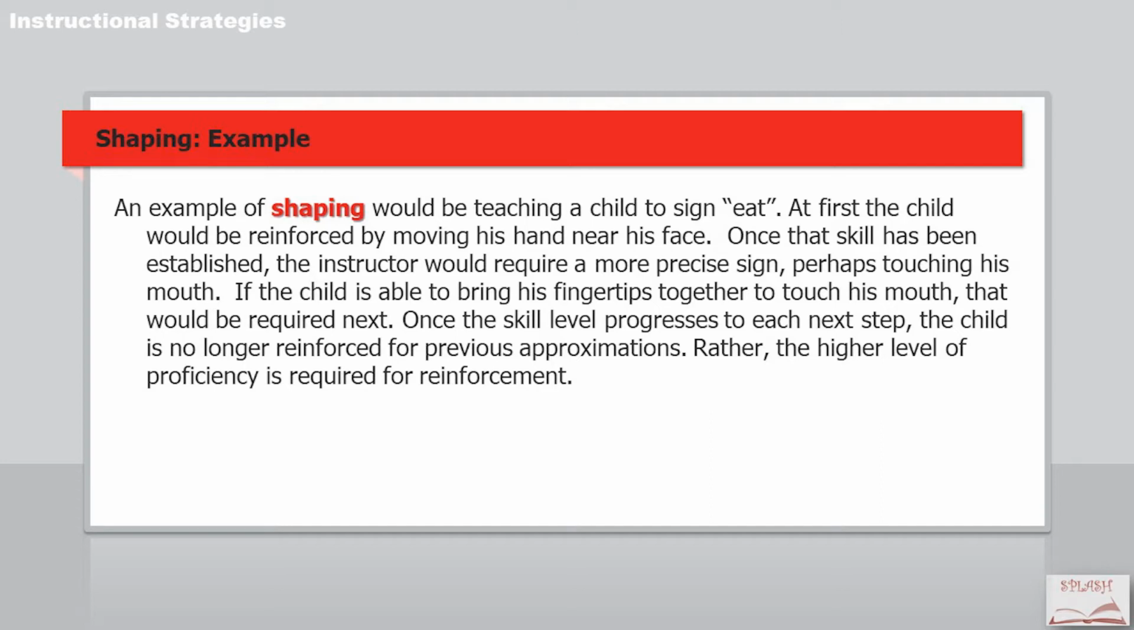Once the skill level progresses to each next step, the child is no longer reinforced for previous approximations of the behavior. Rather, the higher level of proficiency is required for reinforcement. Can you think of another example of a skill that can be taught using shaping?